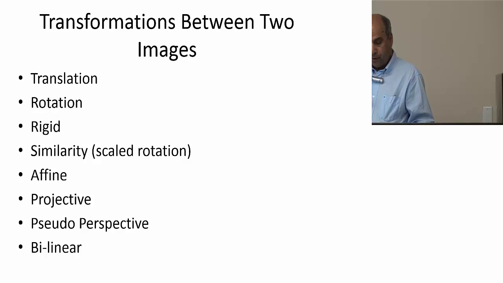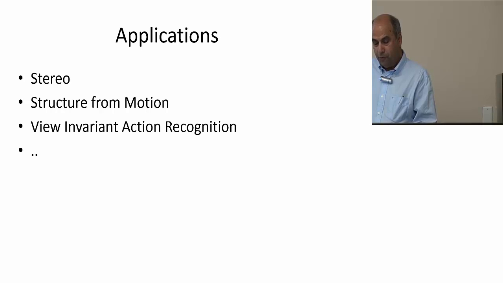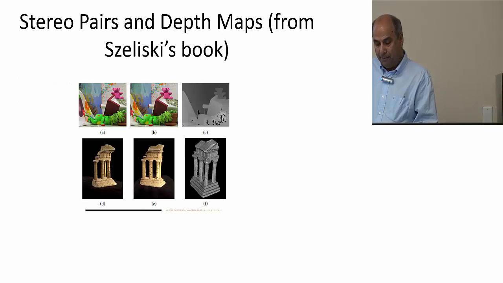Okay, so now this is in that context. So we're going to talk about fundamental metrics. It's a little different, but it's a very interesting, very important part of computer vision. So once we know how to compute fundamental metrics between two images, then we can use this for stereo, we can use for structure from motion, we can use for view invariant action recognition, and many, many applications.